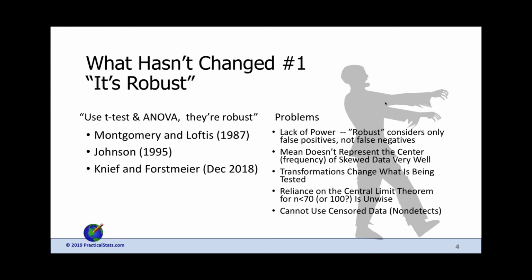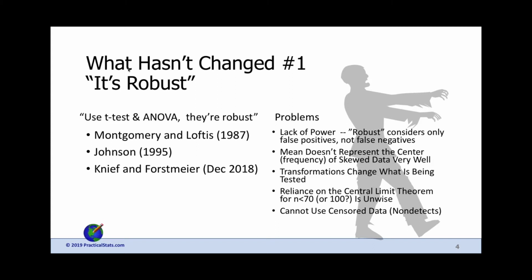So what does robust mean? To most of us, robust means that it's like strong coffee. It's really good stuff. But it has a much more specific meaning in statistics. And so it does not mean it's generally a good thing, even though that's how it's been used by these 3 authors. So Montgomery and Loftus back in 1987, they have since recanted their statement. Johnson in 1995, and there's a big discussion of his work in the new version of Statistical Methods in Water Resources. So that'll be fully discussed there, and I'm giving you the short version today.